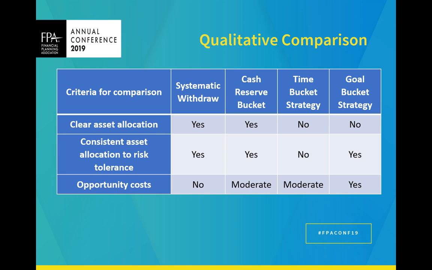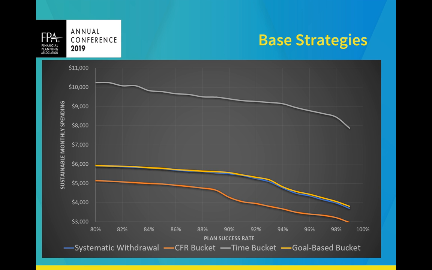Opportunity cost for systematic withdrawal, it's not good. They don't have any opportunity cost. Opportunity cost means you have a lot of money in cash. That's what it is. So this is just the base scenario, to give you guys some idea of what it looks like.